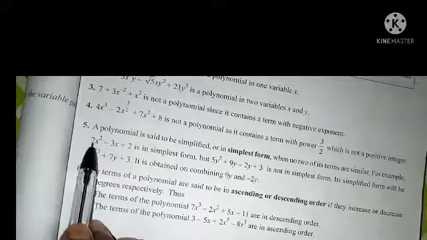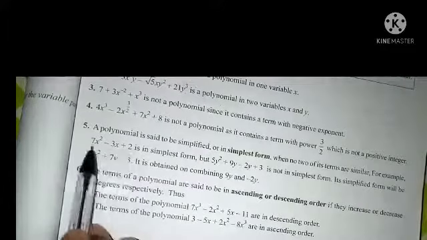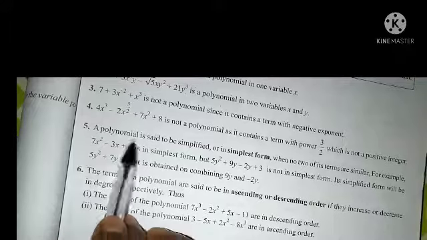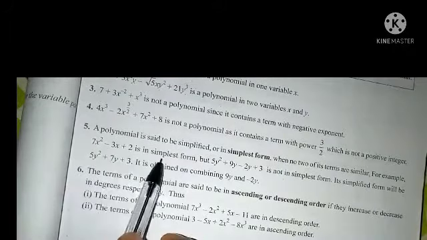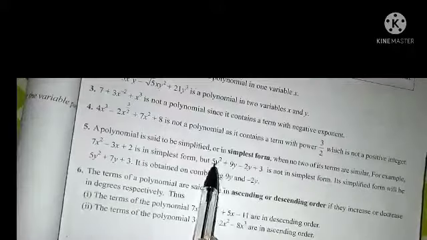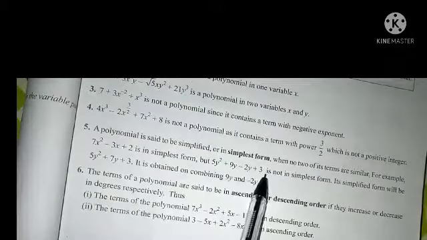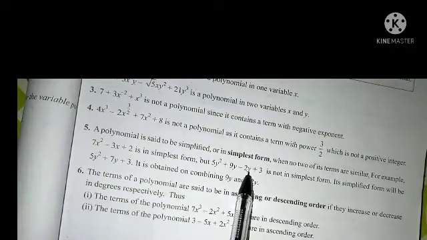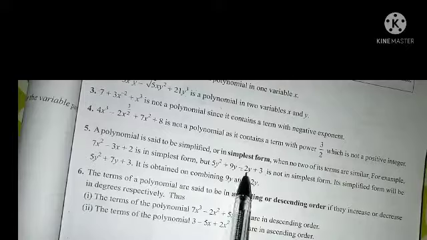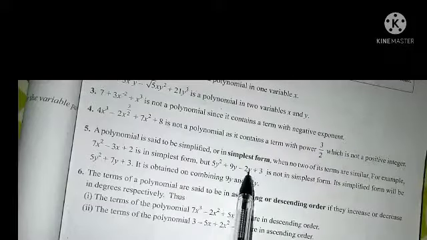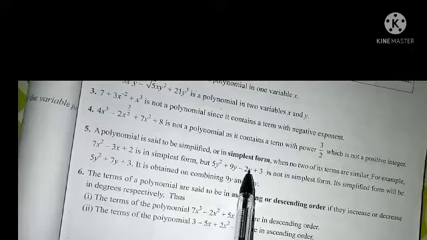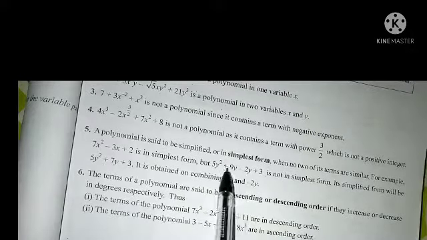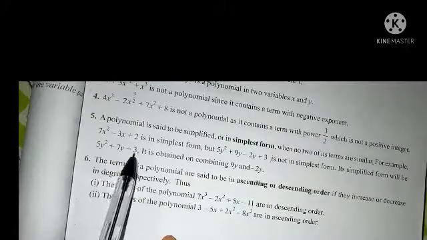Now you can see here 7x square minus 3x plus 2. We cannot add, subtract or do anything here, so we can say this is in the simplest or standard form. But see here 5y square plus 9y minus 2y plus 3. This is 9y, this is 2y. We have discussed like terms and unlike terms, and you should remember you can add or subtract like terms only. So these two are like terms. 9y minus 2y gives me 7y. So this is not in the simplest form. The simplest form is written here like this.